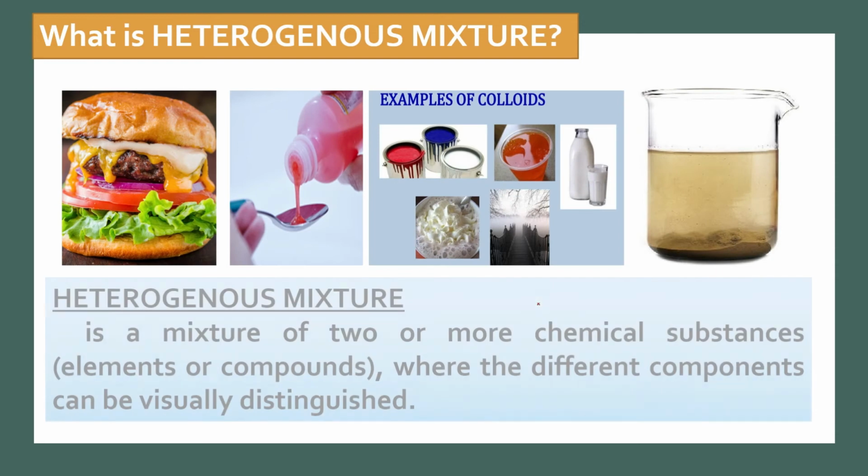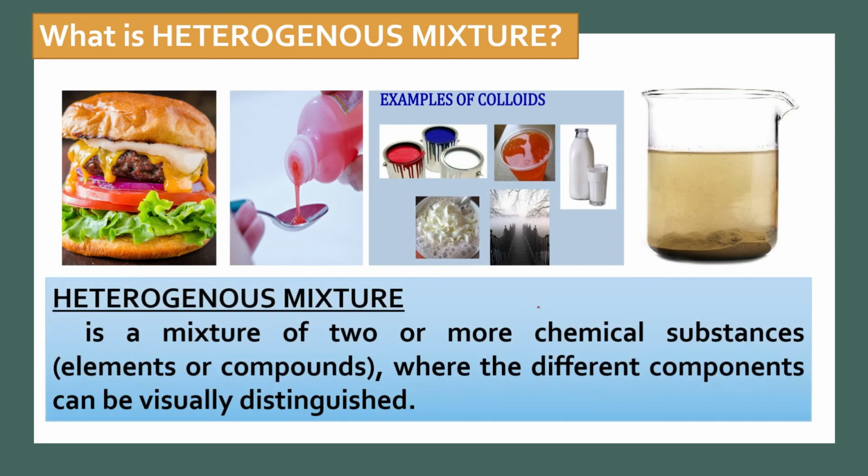So in heterogeneous mixture, it is a mixture of two or more chemical substances. Okay, it can be element or compound where the different components can be visually distinguished. So yung lahat daw ng components na nasa mixture is nakikita natin, are visually distinguished in terms of heterogeneous mixture.